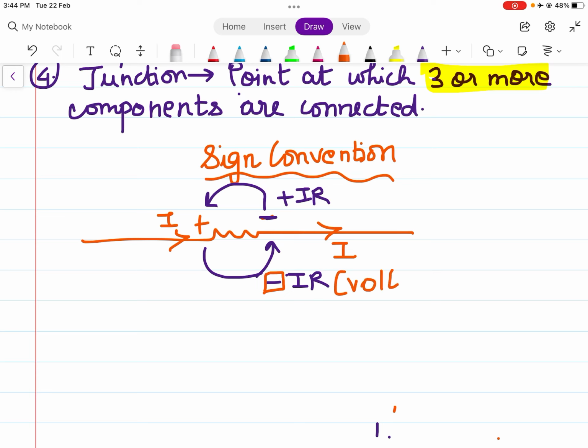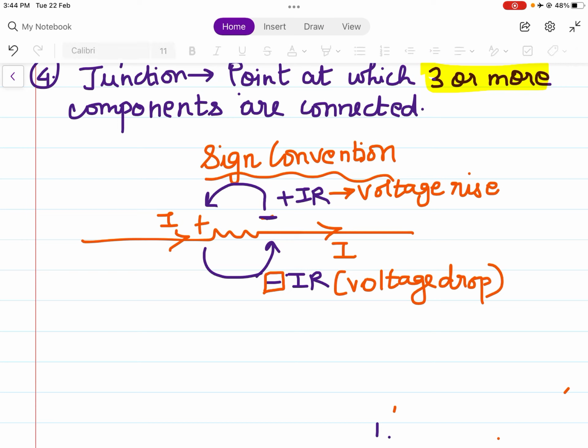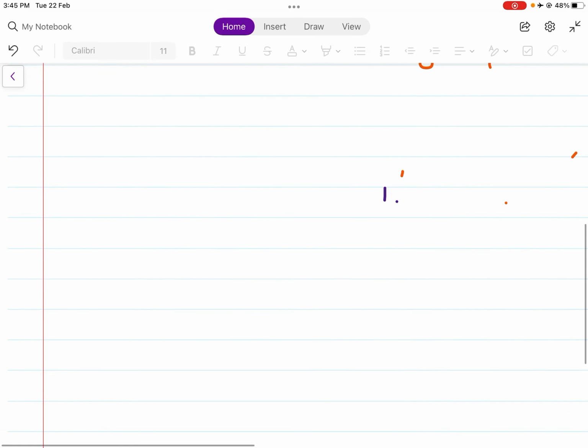So we say it is voltage drop. From higher potential plus you went to minus, so minus IR and voltage drop. Plus IR from negative to positive, and we say that it is voltage rise. So one is voltage drop, other is voltage rise. Plus IR is voltage rise, minus IR is voltage drop.